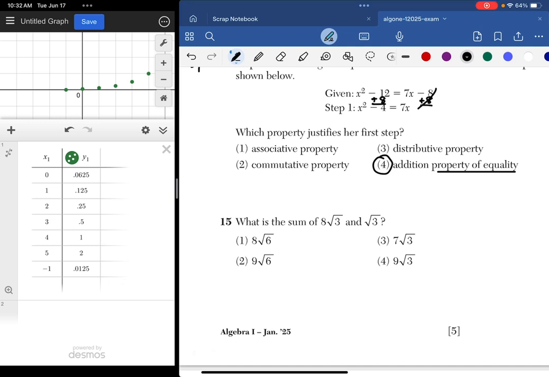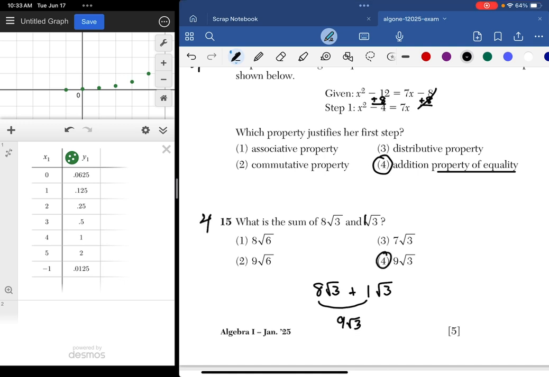All right, they're asking for the sum of 8 radical 3, and really this is a 1 radical 3. So 8 radical 3 plus 1 radical 3. Treat the radical 3 like a variable and only add the coefficients. So we're looking at 9 radical 3, which is choice 4.